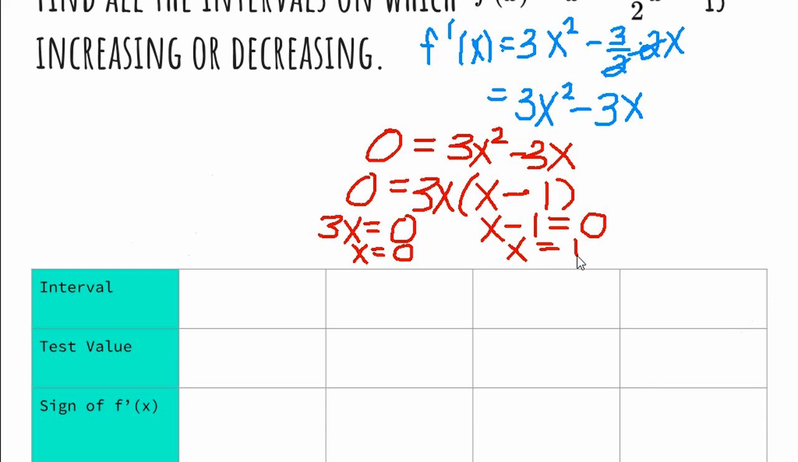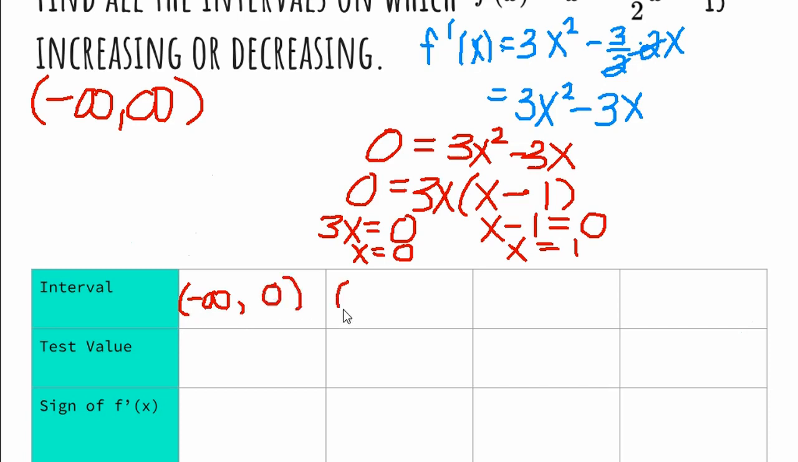Now, to create my intervals, I also have to look at what's my domain. I wasn't given a closed interval. I was given a polynomial. The domain of a polynomial is negative infinity to infinity. So I'm going to create intervals in this domain that stop at each critical number. My first interval is going to start at negative infinity and continue until my first critical number of 0. Then from 0, I'm going to continue until my next critical number of 1. From 1, I'm going to continue until my next critical value, which happens to be my domain of infinity. So on this one, I don't need that last column. I only need 3 columns this time.